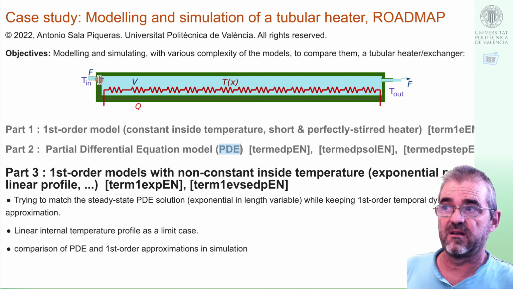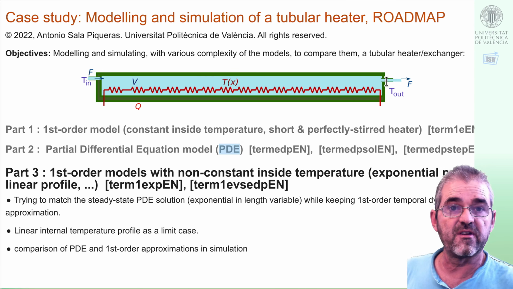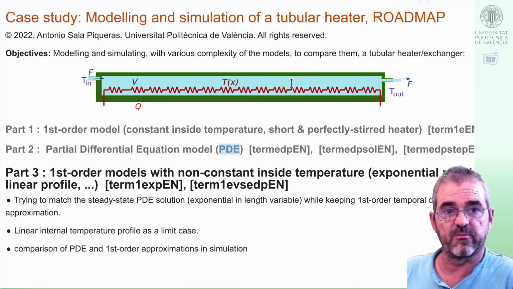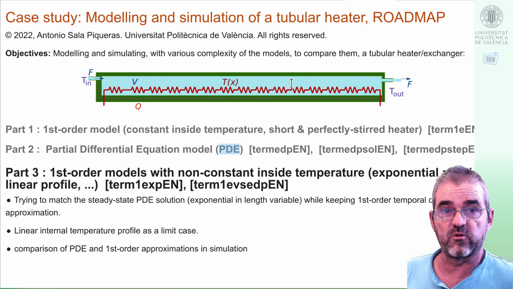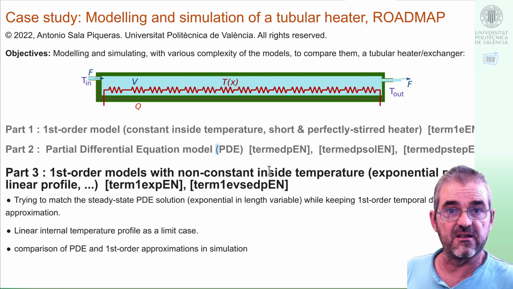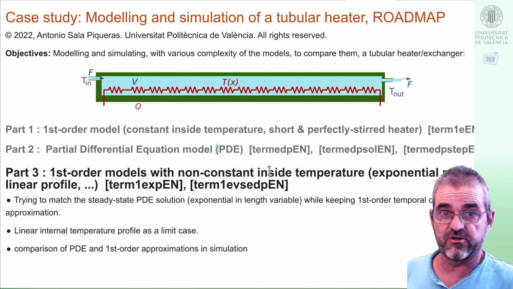Say, for instance, that if this is 100 centigrades and this is 50 centigrades, then mean temperature is 75, so a sort of linear temperature profile. Or well, we'll delve into some of those assumptions. And one exponential temperature profile will try to match the steady state PDE solution, which is the famous one in textbooks, but keeping the first order time dynamics. And we'll compare the PDE solution with these first order transfer functions resulting from our approximations.